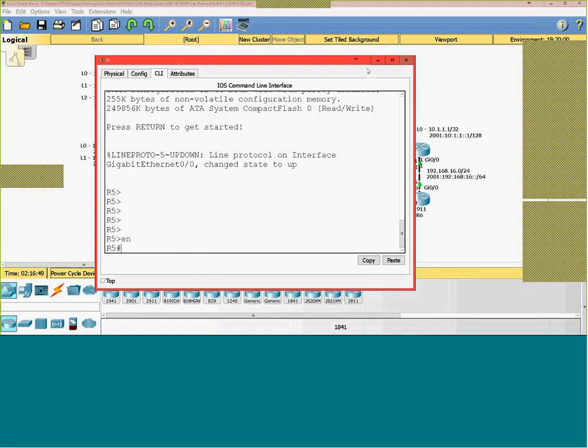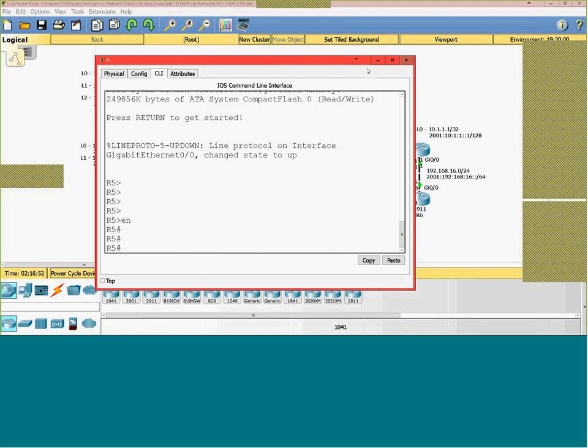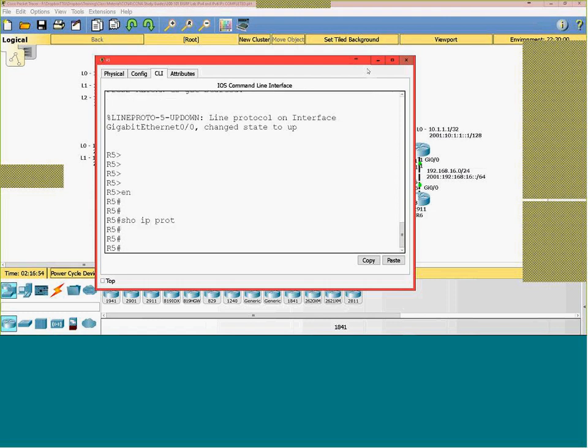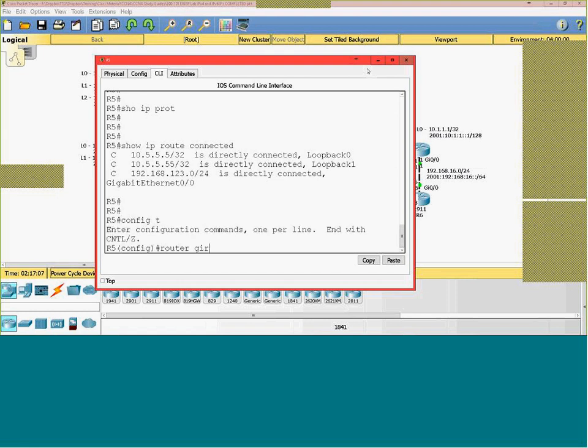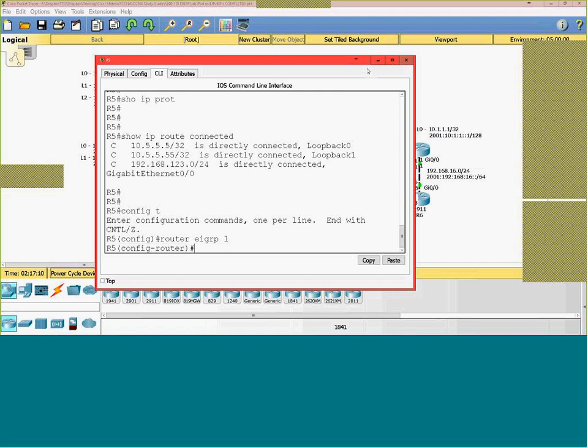No problem. So I am going to do a quick show IP protocols on router number 5. Of course, you guys won't get a blank here, hopefully. I'm going to do a show IP route connected real quick to see which interfaces are in this router. And I'm going to do a config T, router EIGRP 1, and network 10.